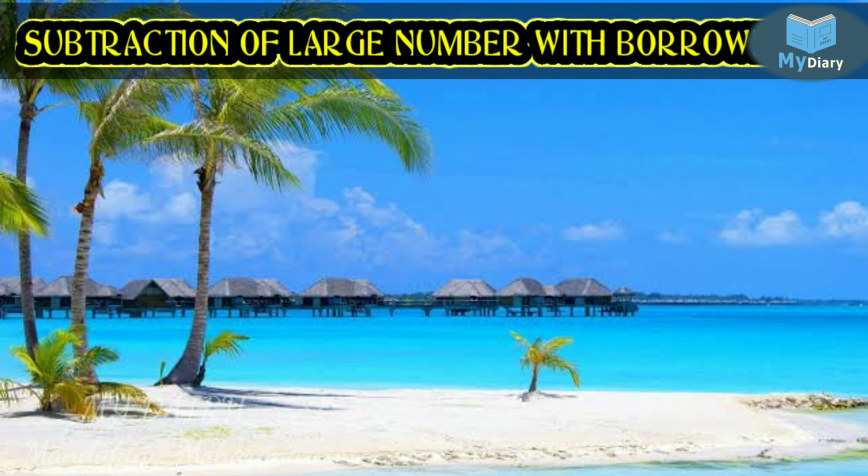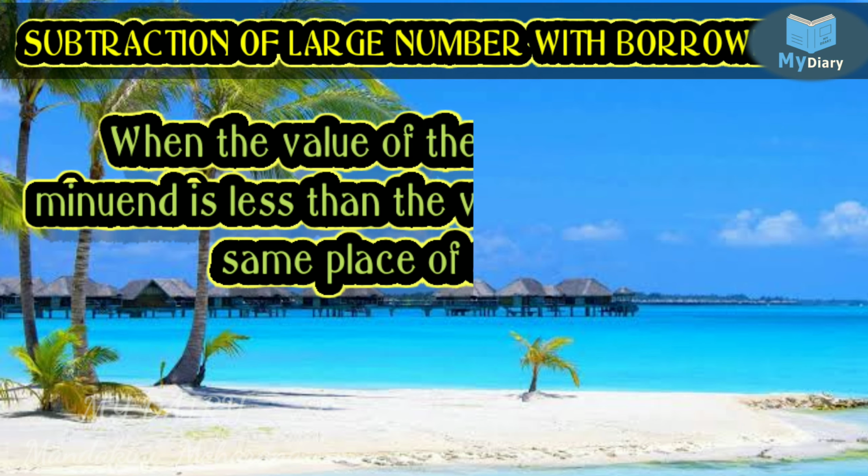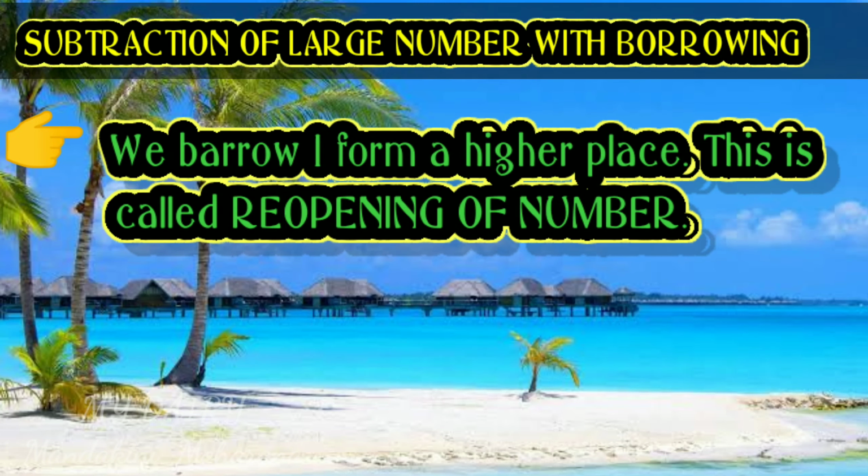Subtraction of large numbers with borrowing. When the value of the digit at a place in the minuend is less than the value of the digit at the same place of the subtrahend, we borrow one from the higher place. This is called regrouping of numbers.